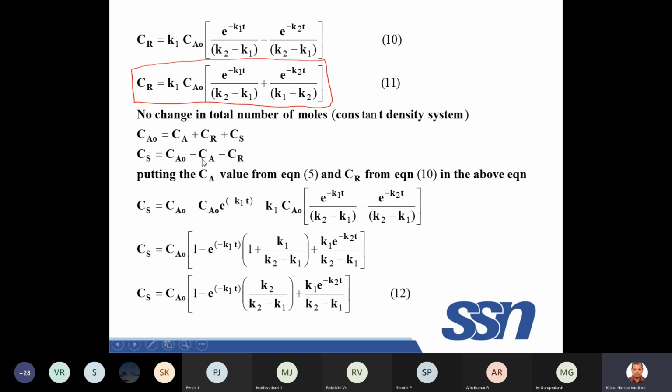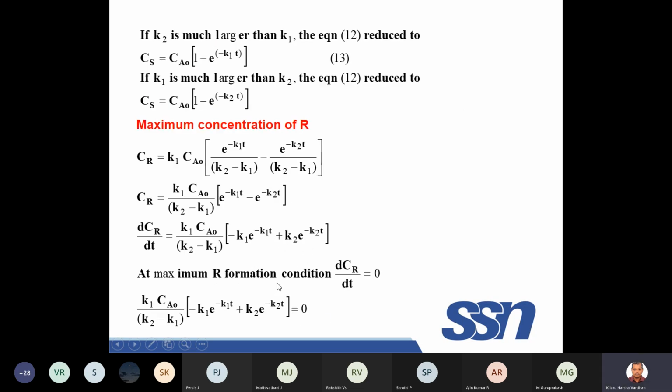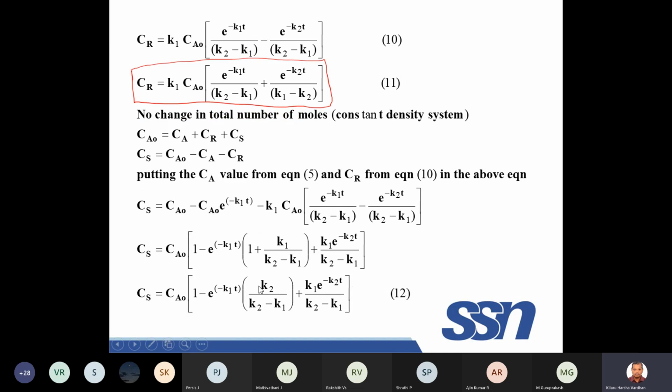So you know CA naught. CA you can write in terms of CA naught. CR also you are writing in terms of CA naught. All the terms whatever we got, CA and CR, you substitute here, then take CA naught common, and then take the LCM. And if you see this LCM, then you are left with this big equation. This is the CS equation.